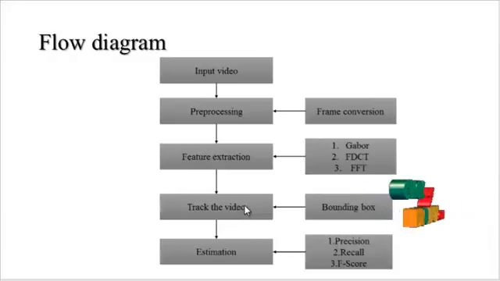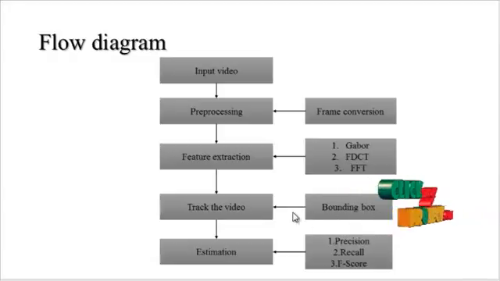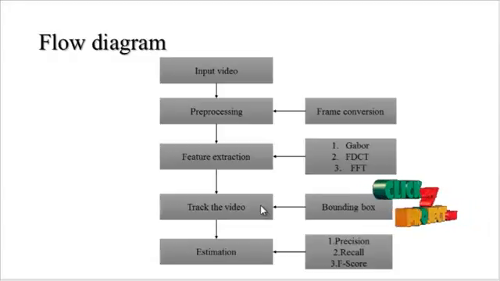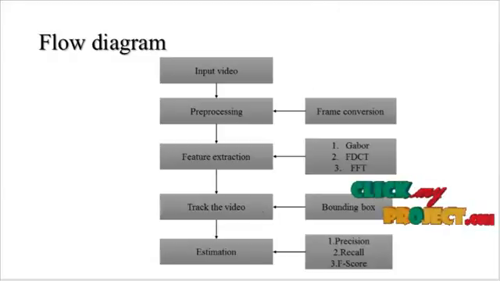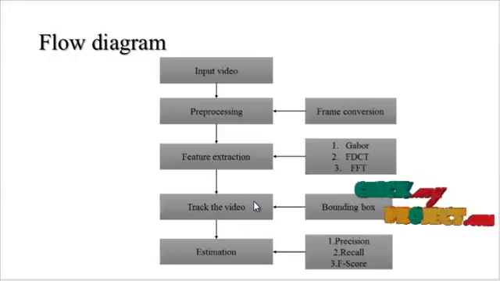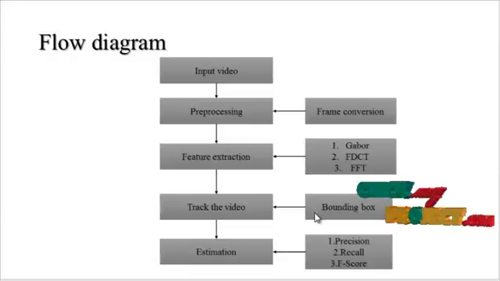After extracting these three types of features, we have to track the video. In the tracking, the moving object, that is the persons, will be tracked by using the bounding box. Before the tracking, we go for the segmentation. In the segmentation part, the foreground and the background region will be extracted separately. After this extraction, only the foreground region undergoes the tracking. The tracking is done by using the bounding box, and the foreground region is indicated by this.